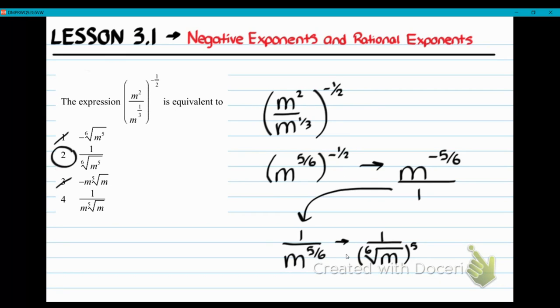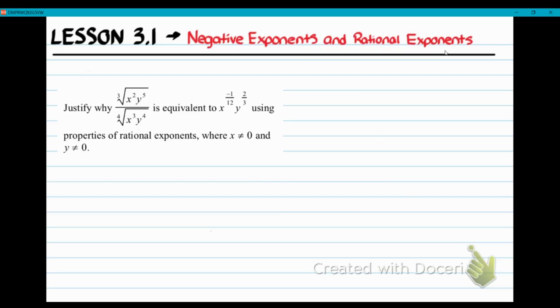Okay, so this question combined changing rational exponents into radical form and also working with negative exponents. All right, so this question is also, again, combining your rational exponents and negative exponents. So this question is asking us to justify why this big radical expression is equal to this expression. So we're going to have to work with the radical expression and change it into rational exponents.